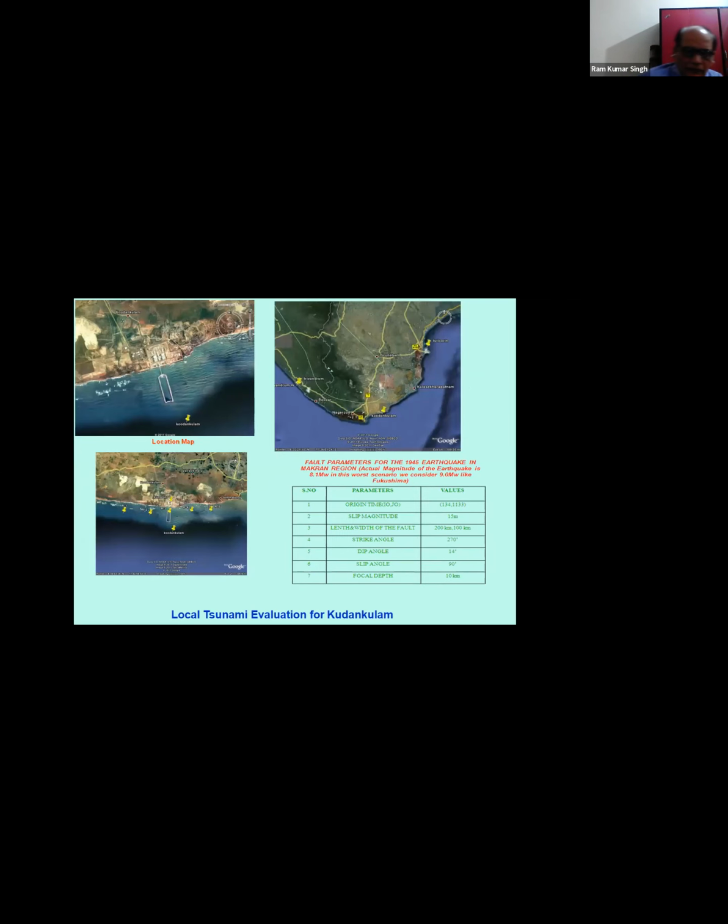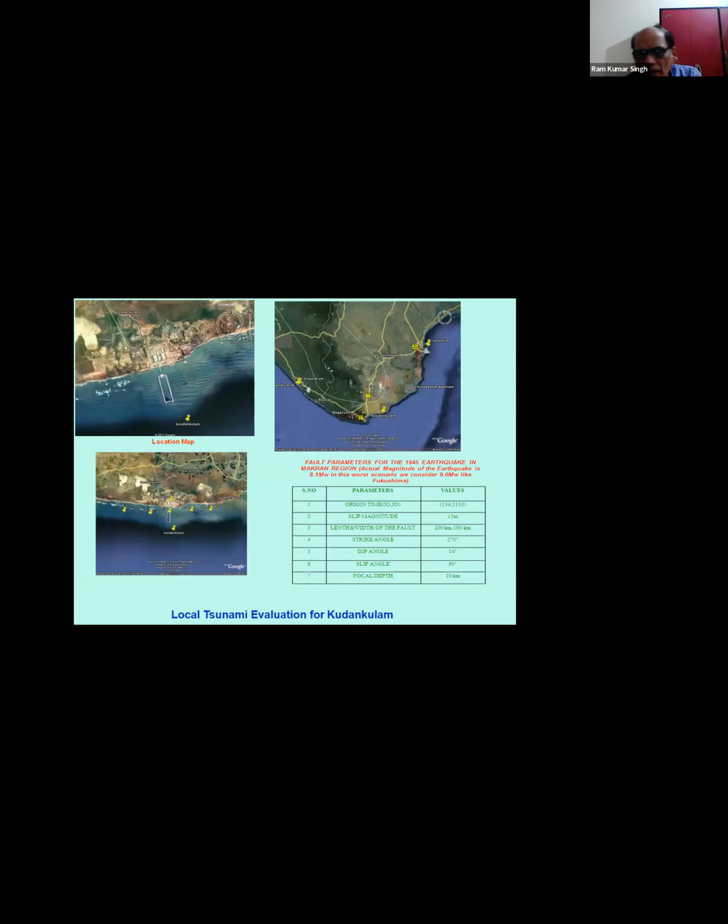Then we moved on to another work after this with regard to the Kudamkulam site, because that time also questions were raised on the Kudamkulam site, and this Kudamkulam site is located in a location where both the events, the Java Sumatra event on the east coast and the Makran event on the west coast, both are important.